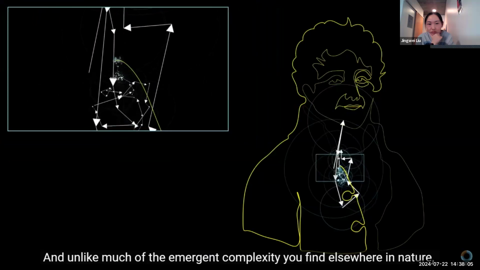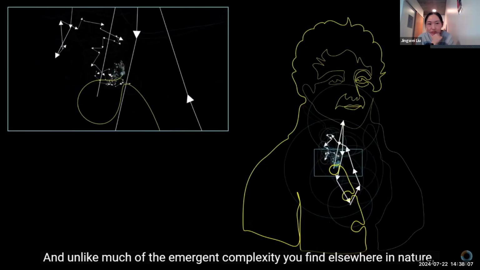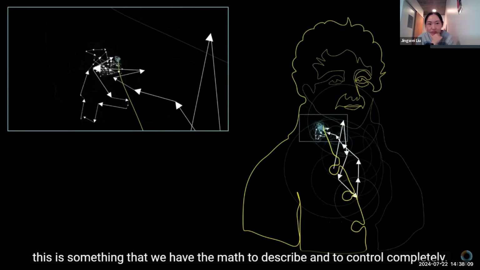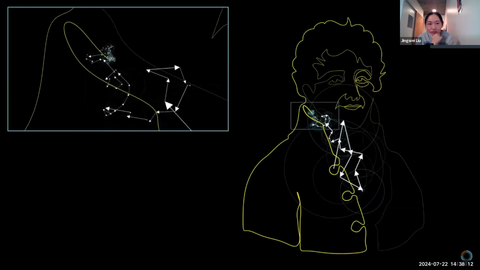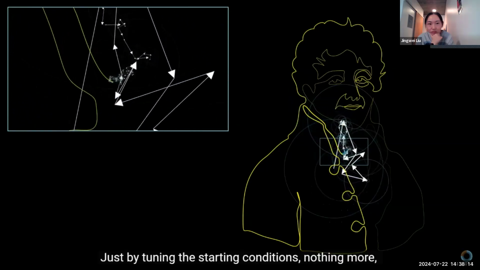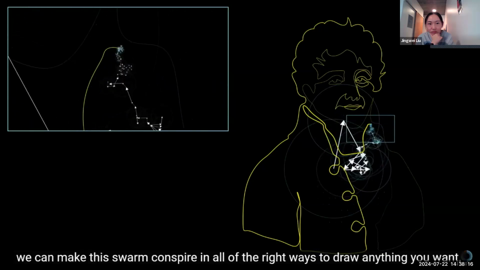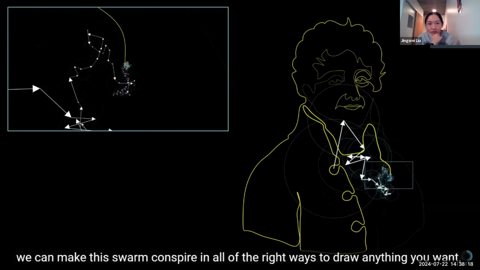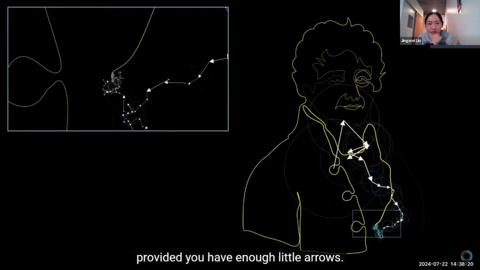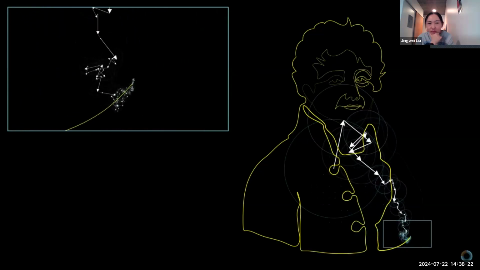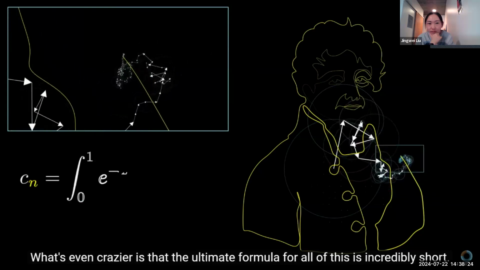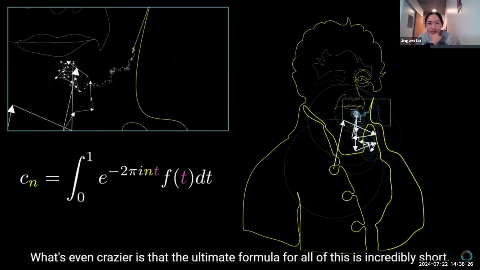And unlike much of the emergent complexity you find elsewhere in nature, this is something that we have the math to describe and to control completely. Just by tuning the starting conditions, nothing more, we can make this swarm conspire in all of the right ways to draw anything that you want, provided that you have enough little arrows. What's even crazier is that the ultimate formula for all of this is incredibly short.